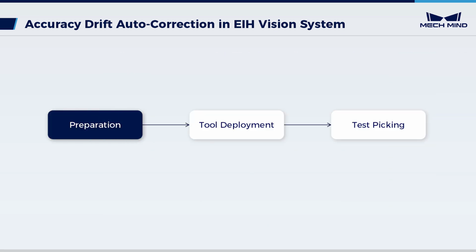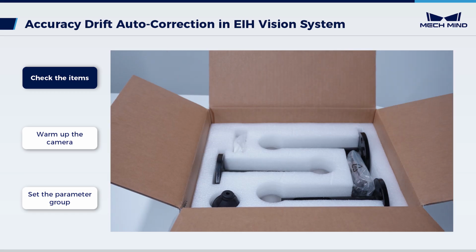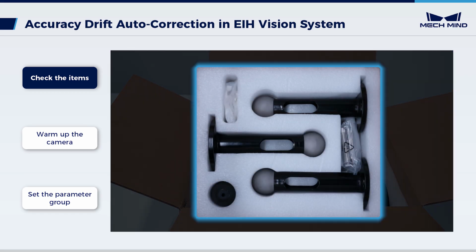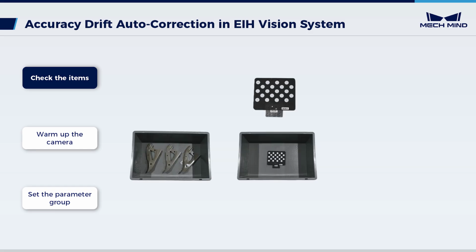Let's begin with the preparation. Check the items for deployment. Open the Mech-Mind kit packaging box, which contains calibration spheres, sphere mounts, and other components. A calibration board is also required as the standard item. The position of the board is used to simulate the layer center position where the target object is located. This will facilitate the subsequent calculation of the locations to fasten spheres.